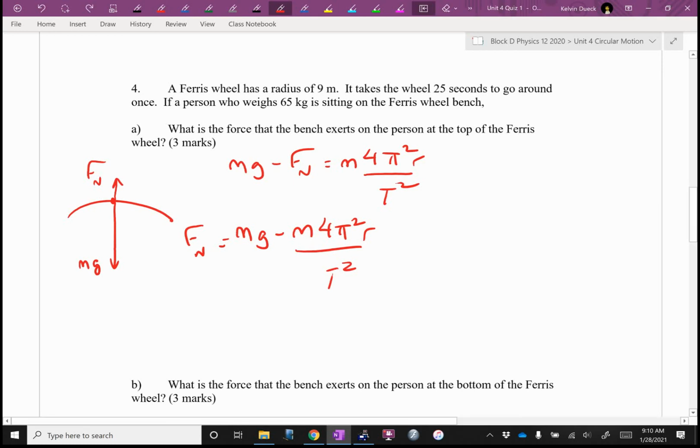Okay, let's crunch the numbers, Mr. Duick. m, 65. 9.8 minus 65 times 4 pi squared 9 all over 25 squared. I have no idea what the answer here is.